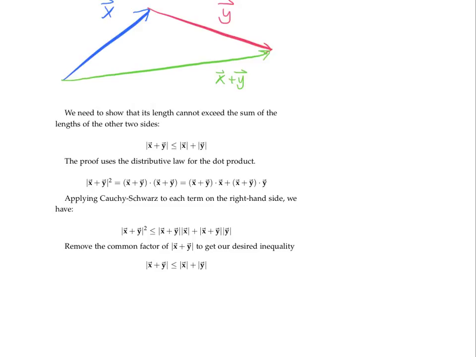And note that there's a factor of the length of x plus y in every single term. That's a positive number, non-zero, so we can divide out. What's great about that is we don't have to worry about dividing by 0, and we don't have to worry about swapping the inequality. We're left with the fact that the green side, the length of x plus y, is going to be less than or equal to the length of x plus the length of y.